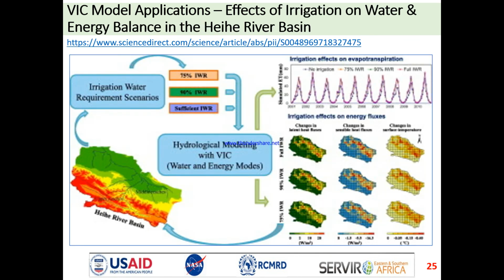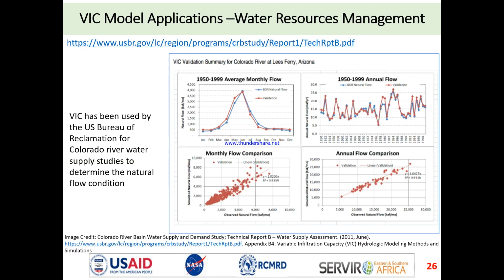The VIC model has been used in the Haia River Basin to determine the irrigation water requirement and run various scenarios to help in management decisions. So it can help greatly as a decision tool for watershed management and planning purposes. It has also been used by the US Bureau of Reclamation to determine the natural flow conditions for the Colorado River, for water supply. That is another application of the model, and these are some of the results they obtained, which are really good.